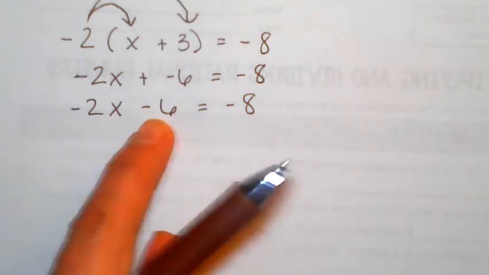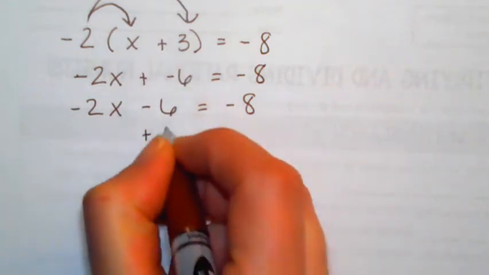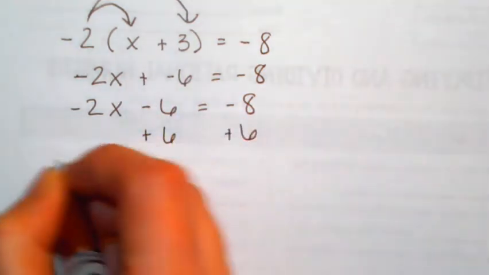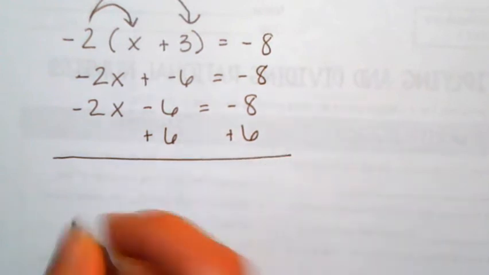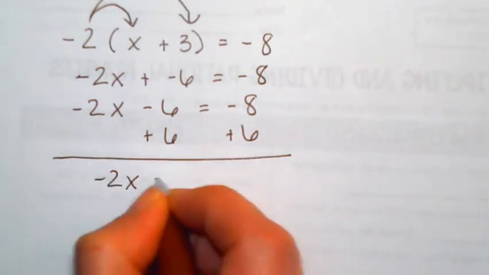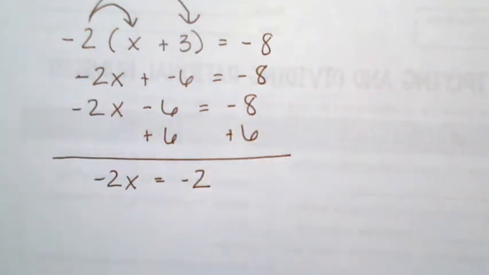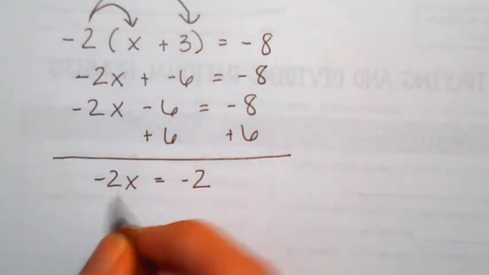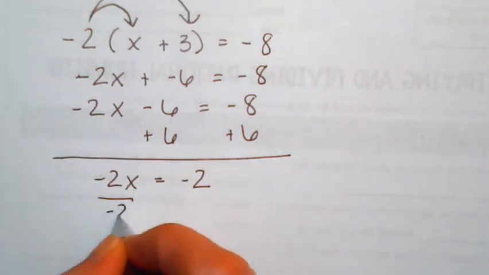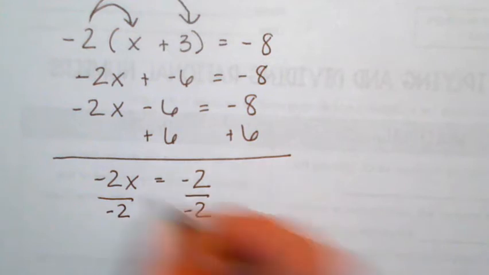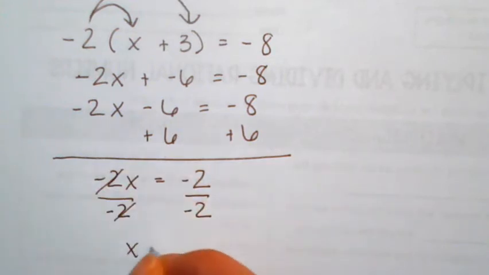Okay, negative 2x minus 6 equals negative 8. I am adding 6 to both sides. Negative 2x equals negative 8 plus 6. Oh, that's negative 2. I could be lazy and just say, well, I know negative 2 times 1 equals negative 2, so it's going to be 1. But I have to show all my work. So I'm going to divide by negative 2. Divide by negative 2. That cancels. Sure enough, x is equal to 1.